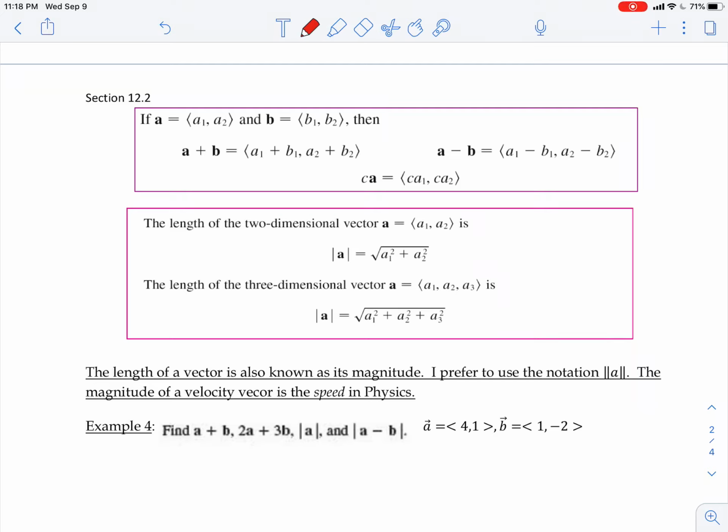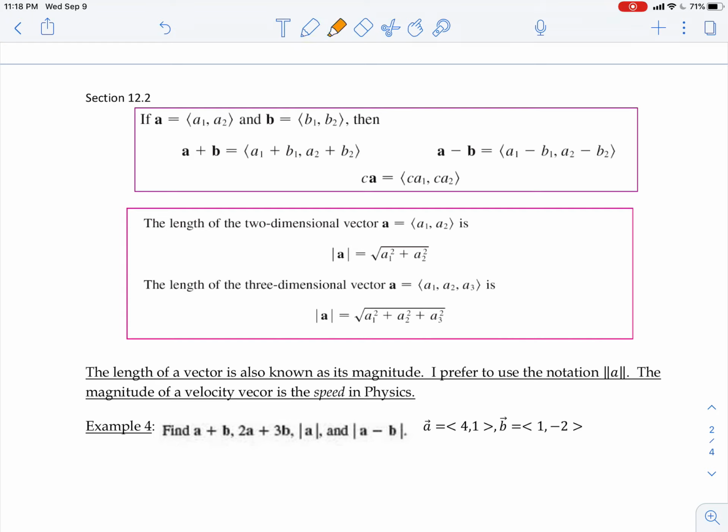Alright, welcome to page 3 of the notes. And here we're basically going to show you how to do the actual computations of the addition of vectors, the difference of vectors, and multiplying by a scalar.